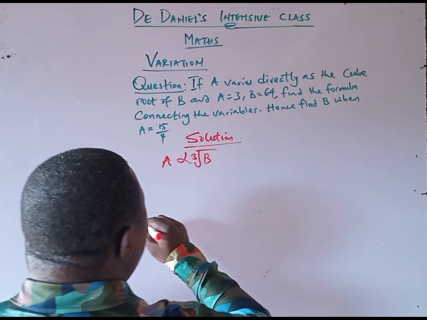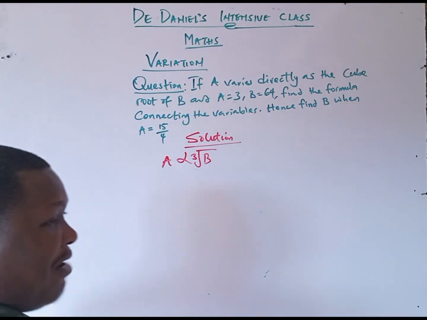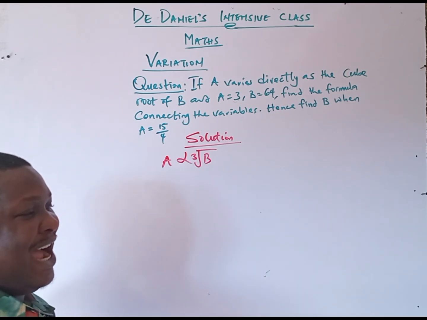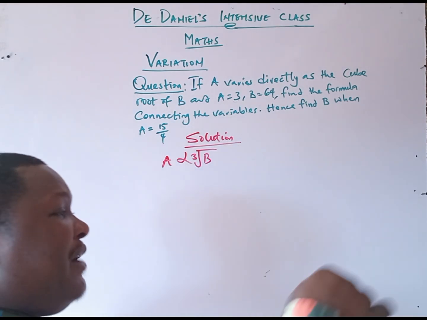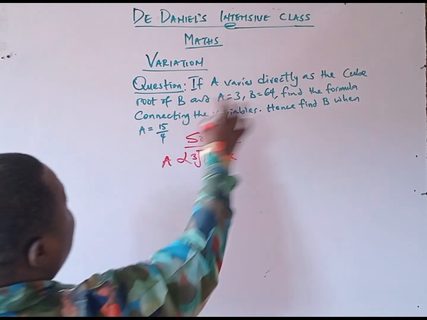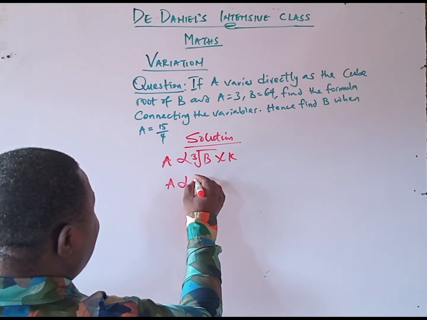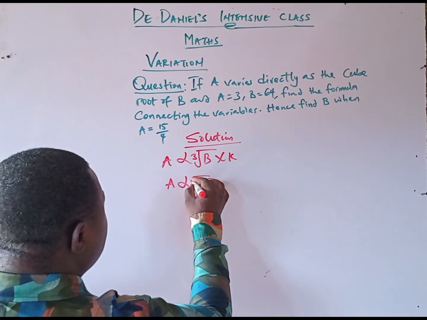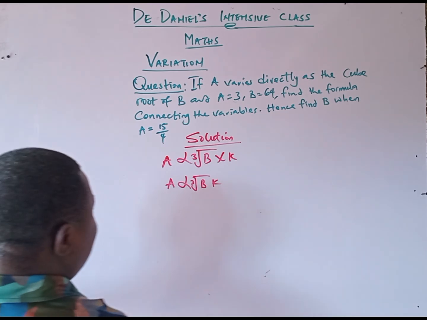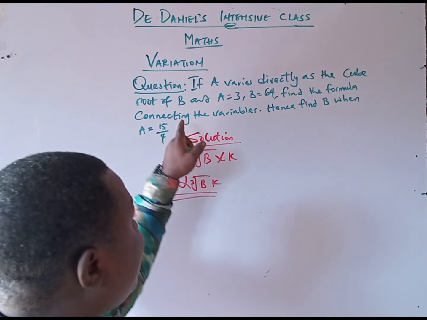Finding the formula that connects the variables together, every variable always has a constant number. When you have a variable number, you also have a constant number, and the constant number remains the same in all variables of that same question. So you have times K. The formula connecting these variables is A varies directly to the cube root of B and K. This is what you're asked to find.